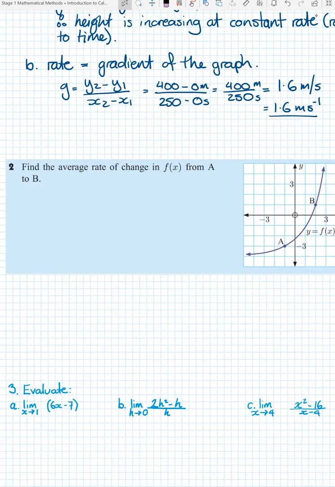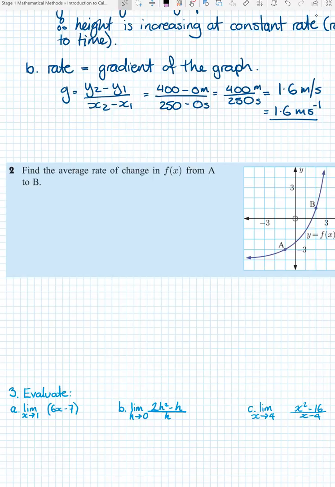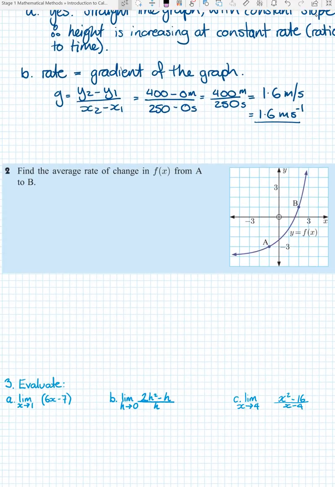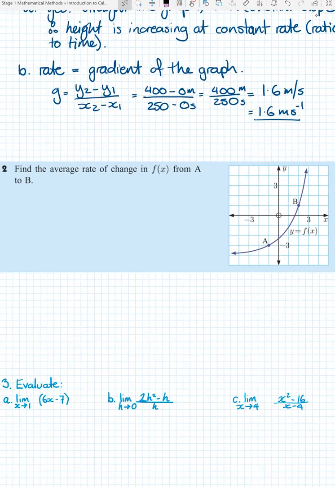Okay. Now we're going to have a look at the average rate of change from our function here, y equals f(x), from point A to point B. The first thing we need to do is find the coordinates for point A and point B. So point A is at -1, -3. And point B is at 2, 1. So remember, that's connecting these two and finding the gradient of that slope.